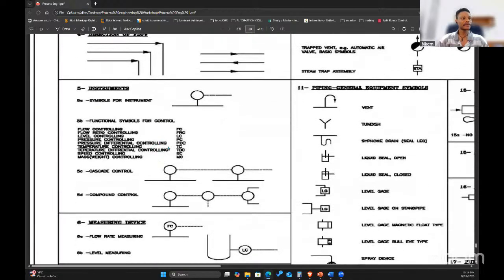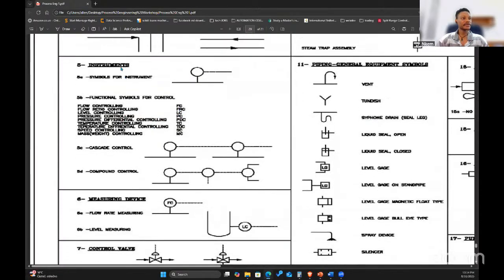So now let's talk about the instruments, right? The instruments have symbols that represent all the instruments you can find in the plant. You have the flow controllers, the flow transmitters, the level transmitters, the temperature transmitters, pressure transmitters, differential pressure transmitters, and all of this. So they have symbols that represent them.